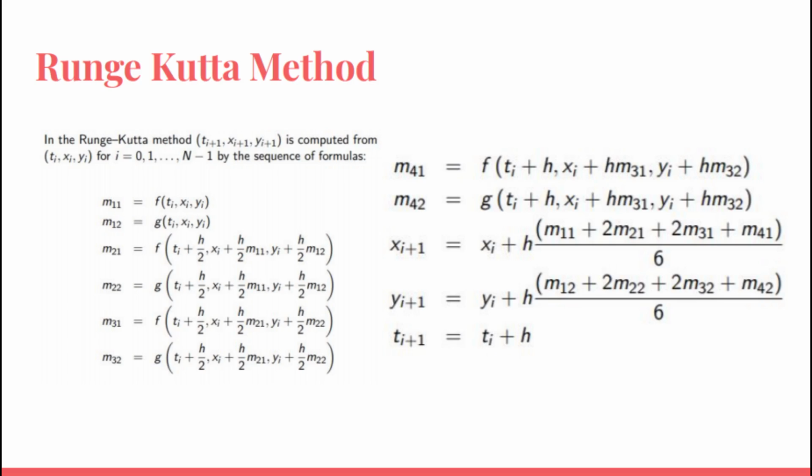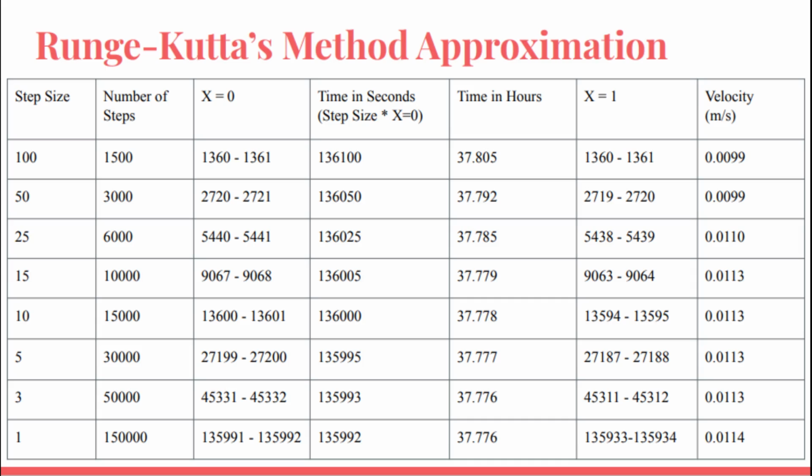In order to approximate our initial value problem, we inserted the same second-order differential equation and initial conditions as in Euler's method. Shown on this slide is a table of our Runge-Kutta method approximation. We started at the same step size as Euler's method and continued to decrease until our approximation was accurate within 1 second. The same calculations as explained before were undertaken for each respective column. The largest noticeable difference is that the Runge-Kutta method showed a much faster increase in accuracy as step size decreased. The final approximation to 1 second brought us down to a step size of 1, as opposed to 0.5 in Euler's, and time in seconds as 135,992. This equates to 37.776 hours. Our velocity when 1 meter apart was 0.0114 meters per second.